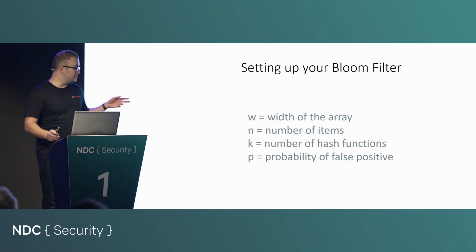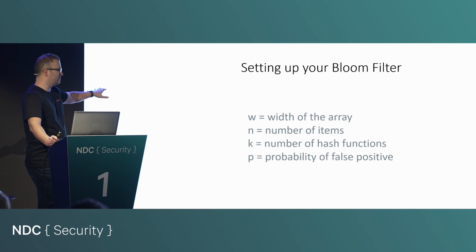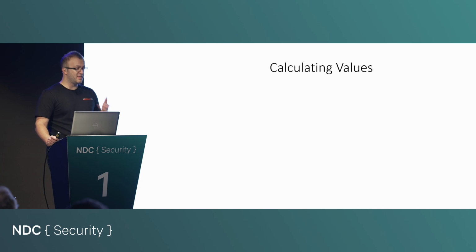Now, when you're configuring the filter, essentially you get to pick two of these items, and then the other two are calculated for you. So you can pick the two things that you want to control. If you have memory constraints, you might have a maximum width limit. Hopefully you will know approximately the number of items that are going to be in the filter, or maybe you have very strict requirements around the probability of false positive, and you need to keep it exceptionally low. But either way, you pick the things that you want to control, and then you calculate the remaining values.